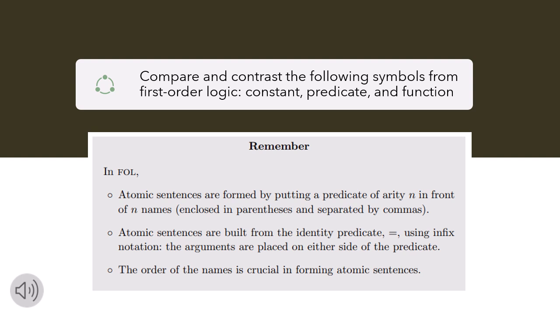Okay, so finally, let's circle back around to the notion of a predicate, which is very similar to the idea of a function symbol in the sense that they both have arities. And the way in which we form complex terms is analogous to the way in which we'll form what are called atomic sentences. So if we take a predicate of arity n and place it in front of n names enclosed in parentheses and separated by commas, then we obtain what is called an atomic sentence within our first order language.